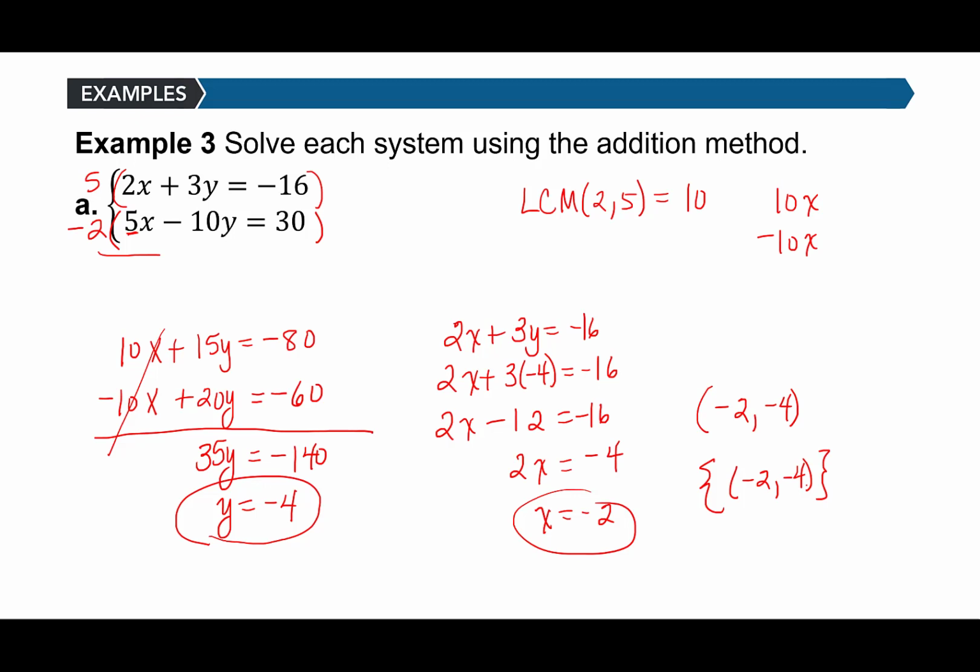Now, how do I know I'm right? Plug it in. So if I say 2 times -2 is -4, plus 3 times -4 is -12. -4 plus -12 is -16. 5 times -2 is -10. -10 times -4 is +40. -10 plus 40 is 30, so it does check.